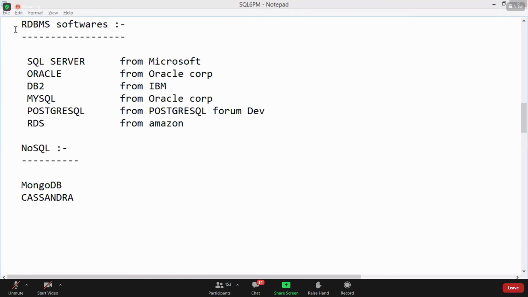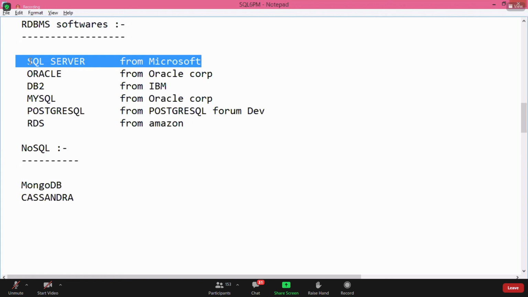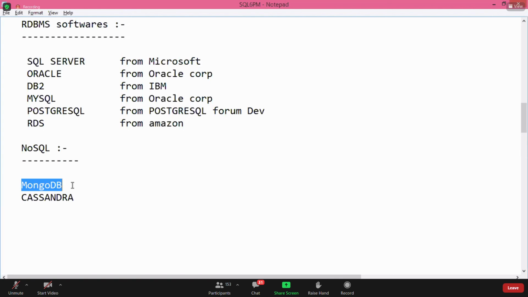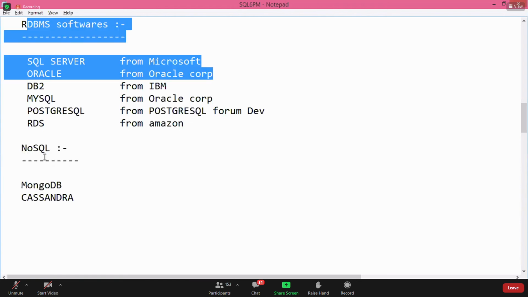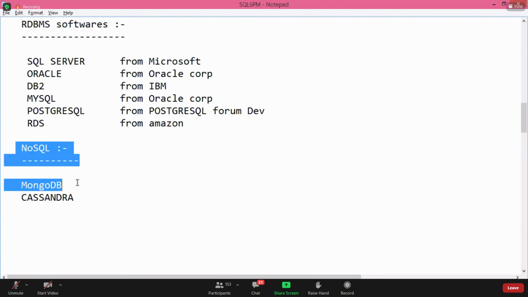So in your course, what you'll be learning is SQL Server. If time permits, I'll give the basics of this. Because if you know both SQL and NoSQL databases, it is definitely an added advantage for you. So if time permits, I'll give the basics of MongoDB.